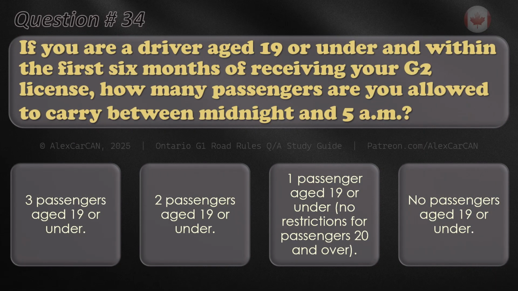Question 34. If you are a driver aged 19 or under and within the first 6 months of receiving your G2 license, how many passengers are you allowed to carry between midnight and 5 a.m.? 3 passengers aged 19 or under. 2 passengers aged 19 or under. 1 passenger aged 19 or under, no restrictions for passengers 20 and over. No passengers aged 19 or under. The correct answer is 1 passenger aged 19 or under, no restrictions for passengers 20 and over.